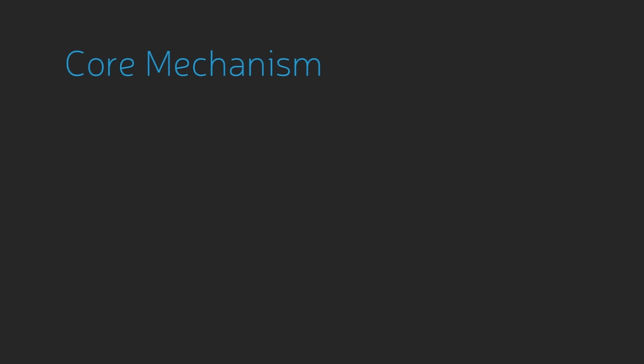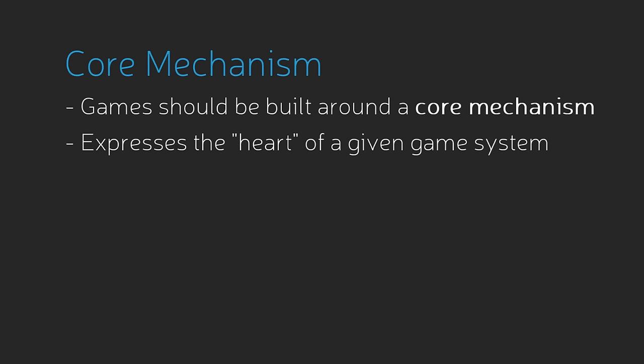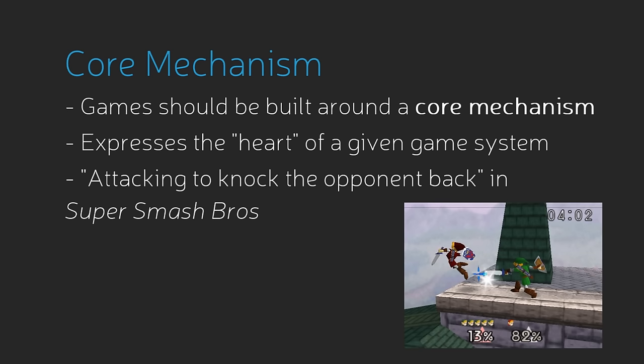Just as every good essay starts with a thesis statement, every good game starts with a core mechanism. A core mechanism is an action that the player can take which expresses the heart of a given game system. A good example of a core mechanism is attacking to knock the opponent back in Super Smash Bros. A core mechanism has two parts.